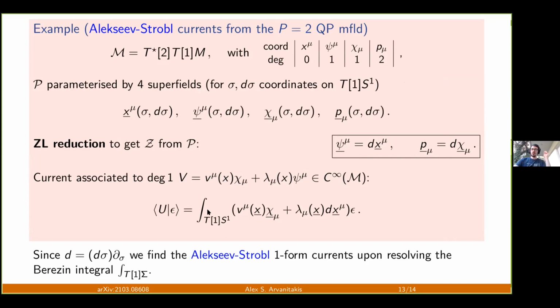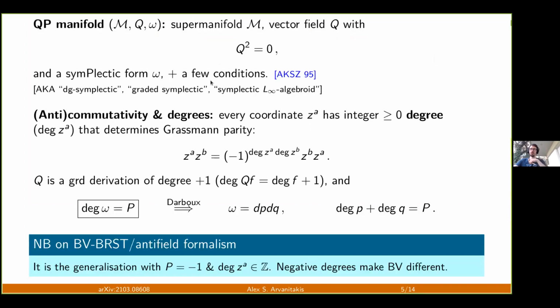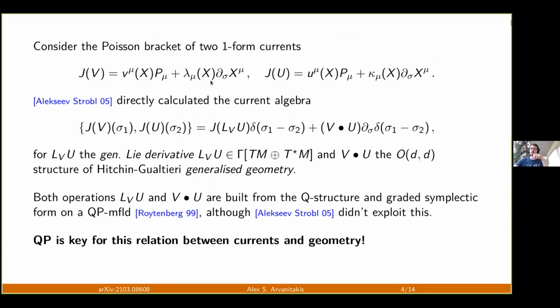And then we get this expression, where epsilon is either a function on the circle or a one form on the circle. And because we did psi is d of x, I've substituted that over here. So we get exactly the expressions that appeared here in the Alexeyev-Strobel algebra. This was no accident, of course.